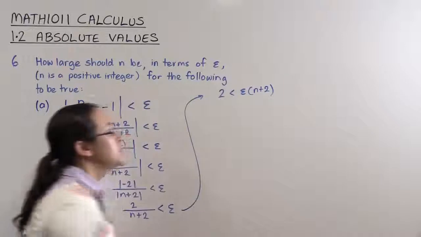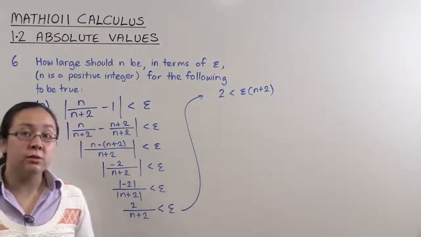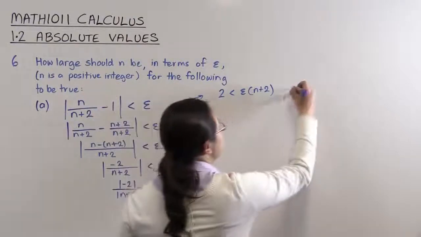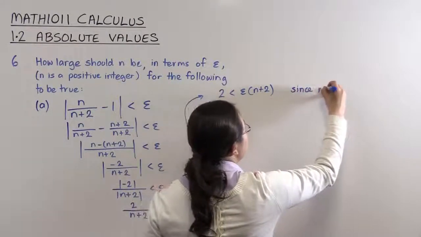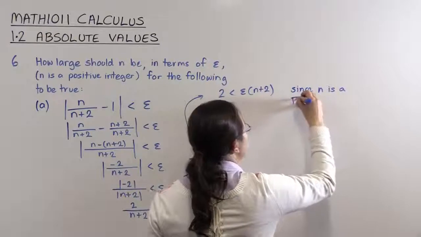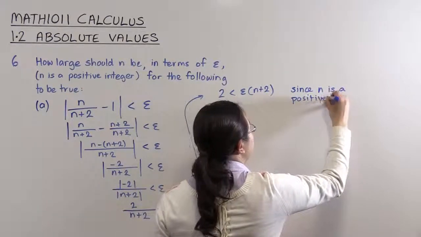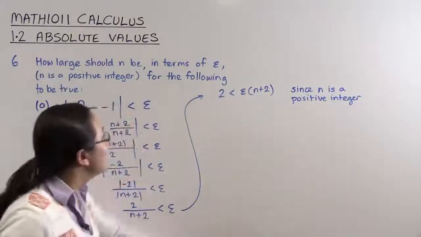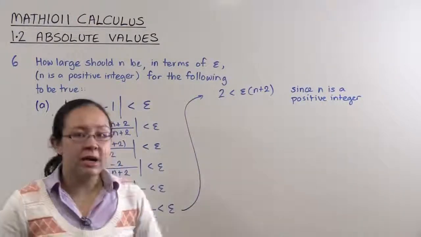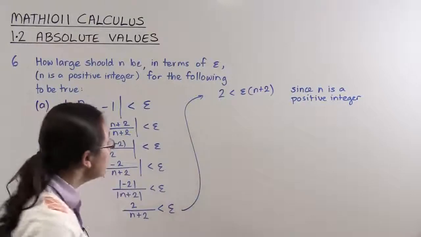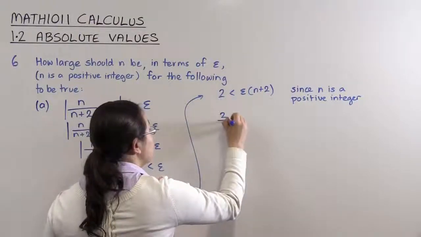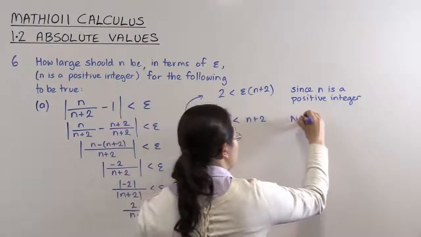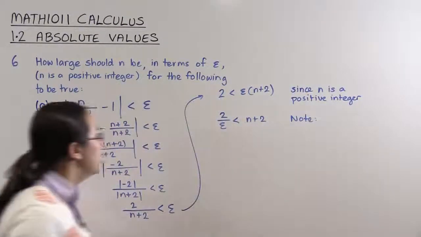I can multiply both sides by n plus 2 without worrying about flipping the sign, because again n's a positive integer. So since n is a positive integer, we can do that and not flip the sign because that's true. Now, I do want to divide by epsilon here. Now, epsilon is positive, right? So we won't have to flip the sign, but let's make a note of it.